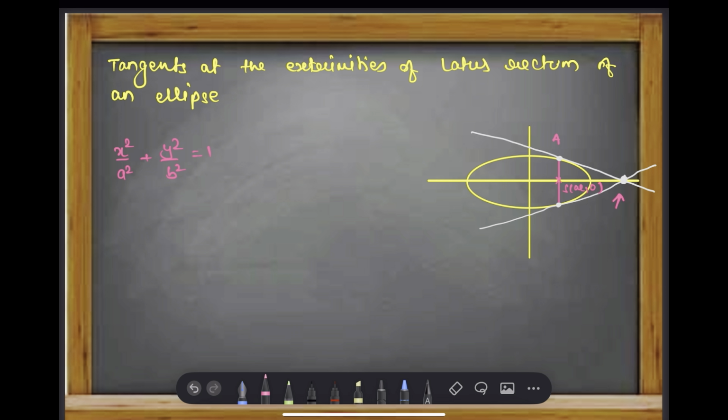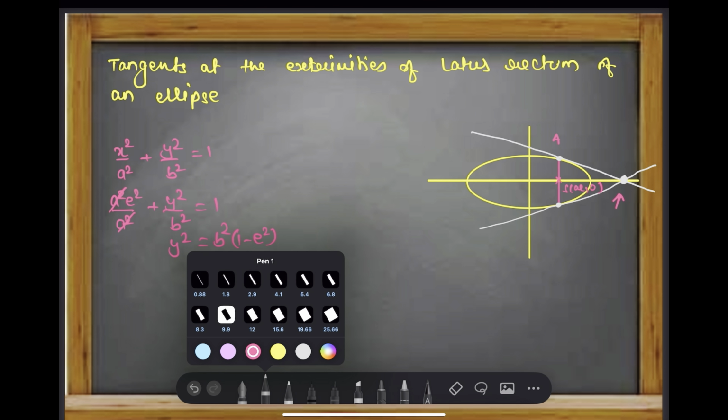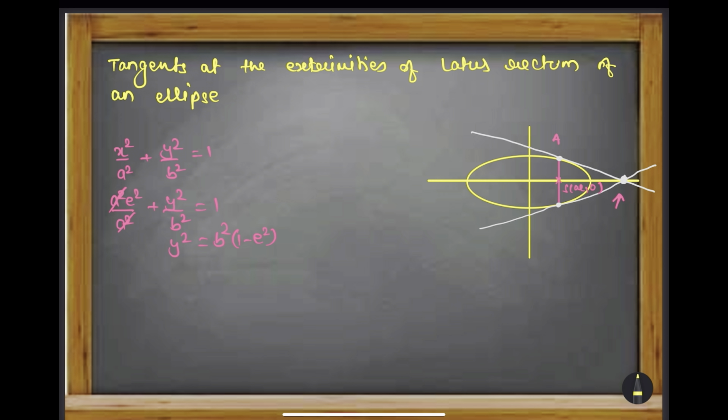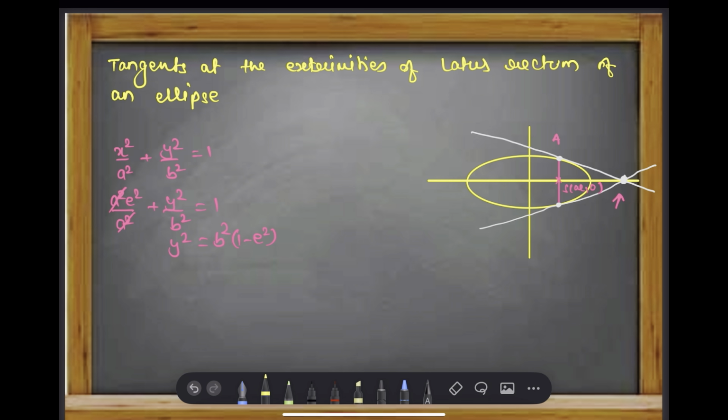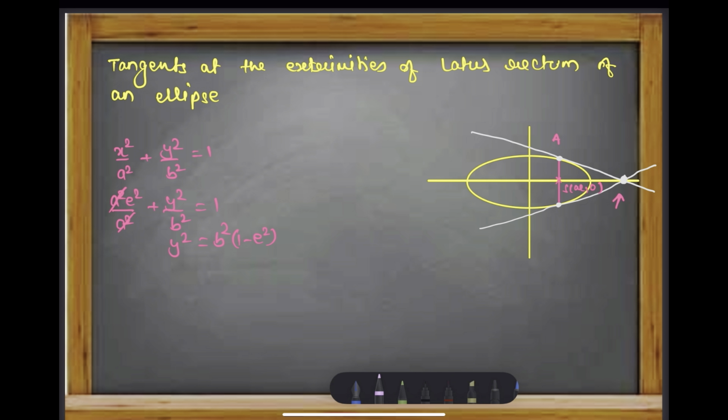So you know that the x coordinate will remain the same: a square e square by a square plus y square by b square equals 1. A square is gone. So for y square we got (1 minus e square) into b square. Now this is not cool. So I want you to tell me, have you ever seen a, b and e connected together in some relationship? Yes, you know that it is 1 minus e square everywhere.